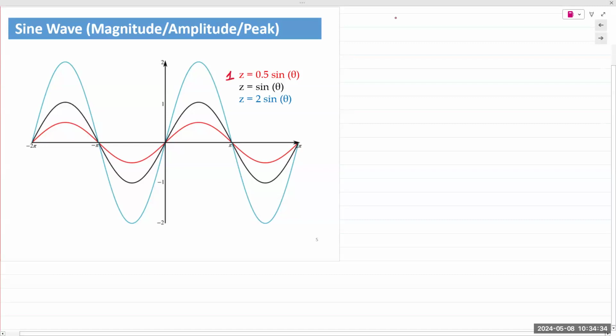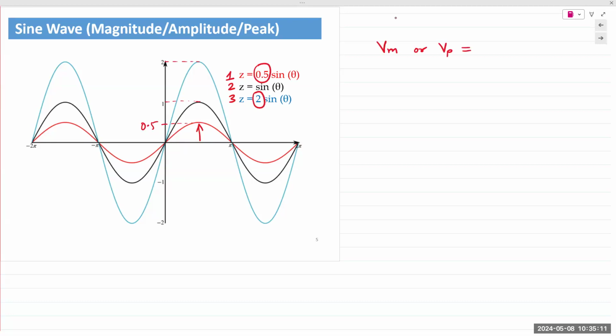So let's look at waveform 1, 2, and 3. Waveform 1 has a peak value or magnitude of 0.5. Waveform 2, it's 1. And waveform 3, it's 2. It's noted by this first quantity right here. Second one is simply sine theta, meaning it's just 1. Okay. So again, Vm or Vp is describing one peak.